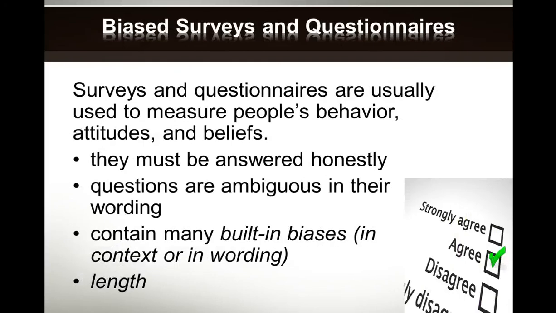Biased surveys and questionnaires. Surveys and questionnaires are usually used to measure people's behaviors, attitudes, and beliefs. First problem, they need to be answered honestly. Sometimes people aren't going to answer them honestly. They're too busy. They don't want to deal with it. Sometimes the person standing in front of them may seem threatening to them, so they don't want to answer a certain way. Or their friends are with them, they don't want to answer a certain way if someone's looking over their shoulder. So you want to make sure that it's created so that they can answer it honestly.